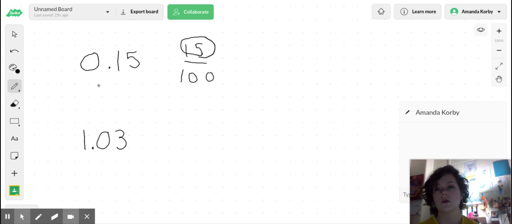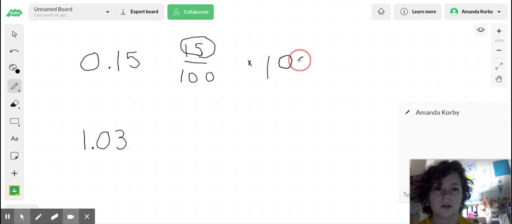Or we could just take our decimal and multiply by 100. Easiest way to remember how to multiply by 100 is to slide your decimal to the right 2 times, and that will give us 15%. So 15 out of 100.